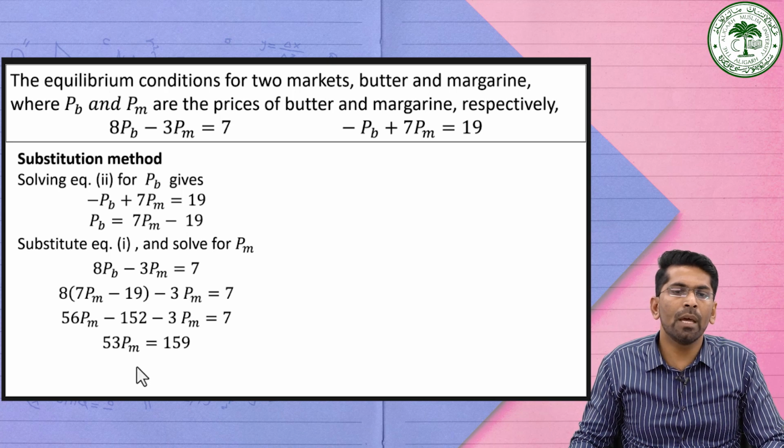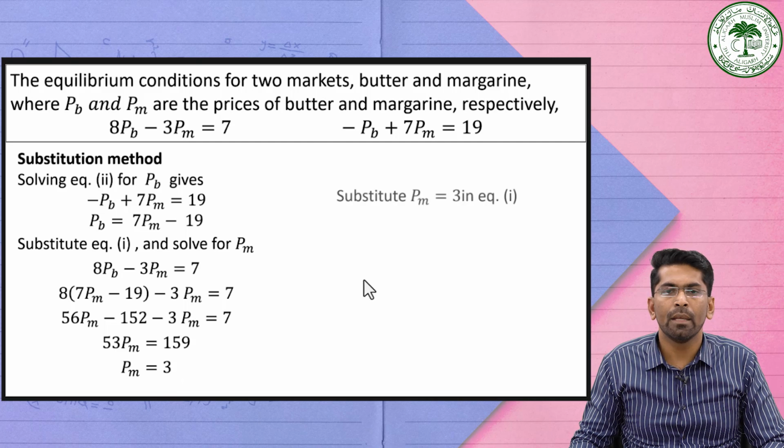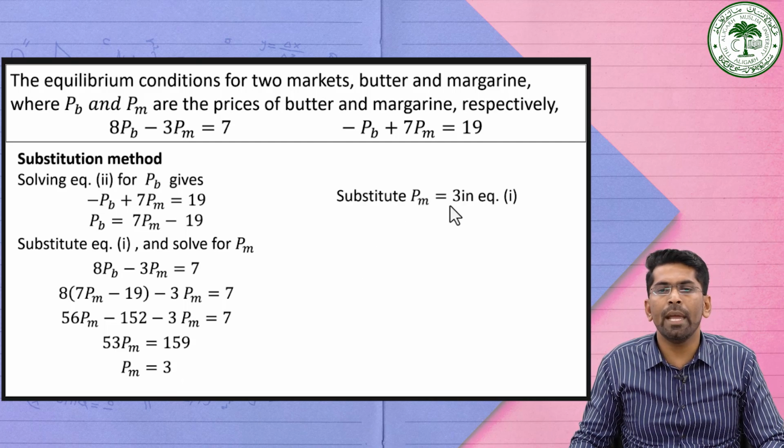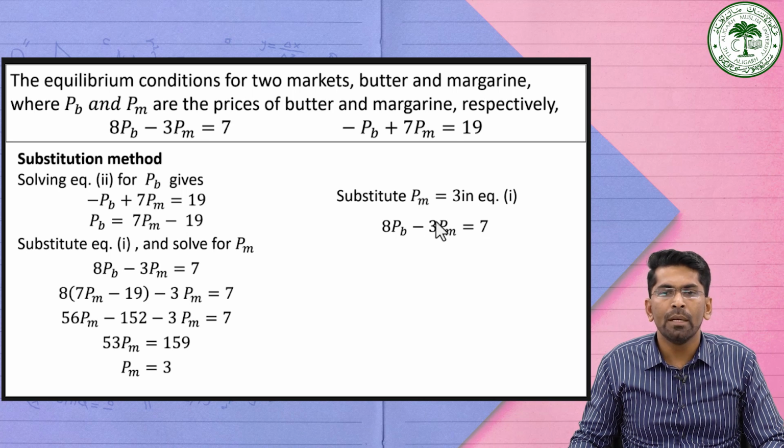Therefore we divide both sides of the equation by 53, and 159 divided by 53 is equal to 3. So PM, the price of margarine, is 3. Now substitute PM in equation number 1 so that you will get PB also. Here 8 PB minus 3 PM is equal to 7. Substituting PM is equal to 3, it will become 8 PB minus 3 into 3 is equal to 7.